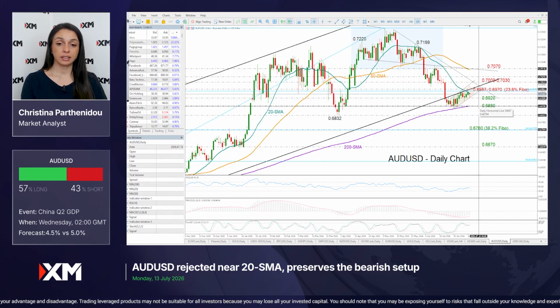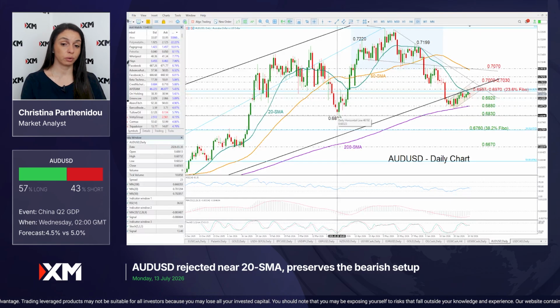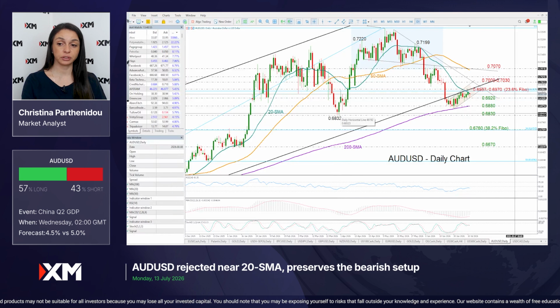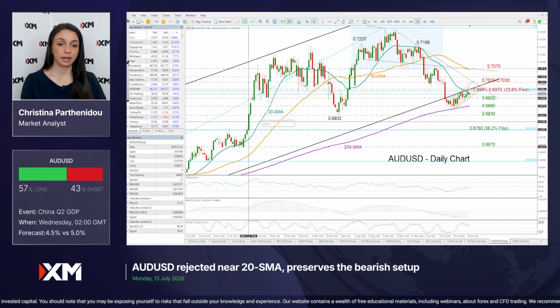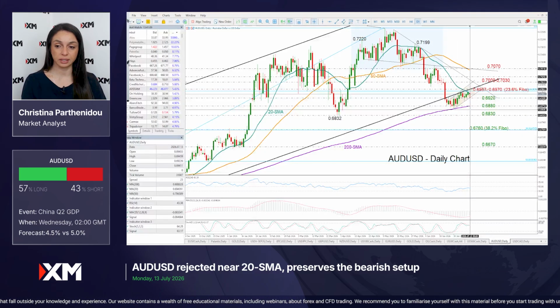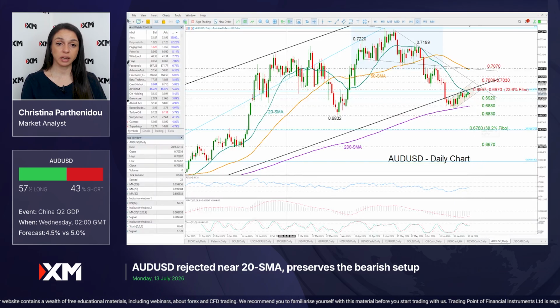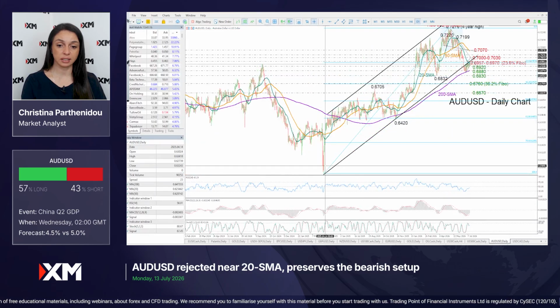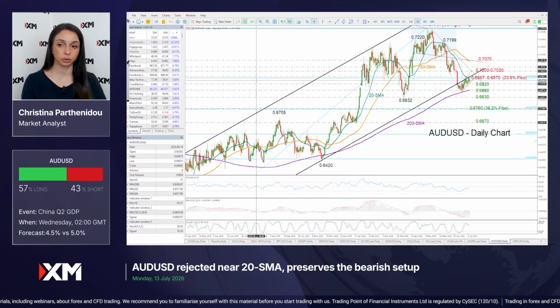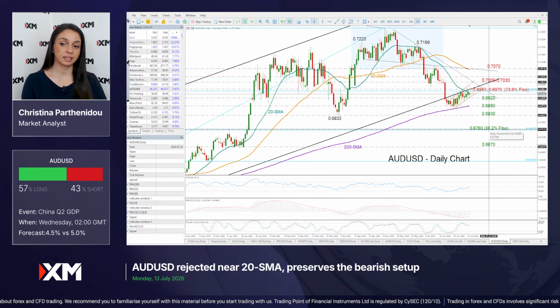If we break this, then all the attention will turn to the March low near 0.6830, and another failure here could send stronger bearish signals, as such a move would violate this sideways pattern that started early in 2026. If that proves to be the case, then the 38.2% Fibonacci retracement level of this long uptrend from April 2025 at 0.6760 could come next into view.